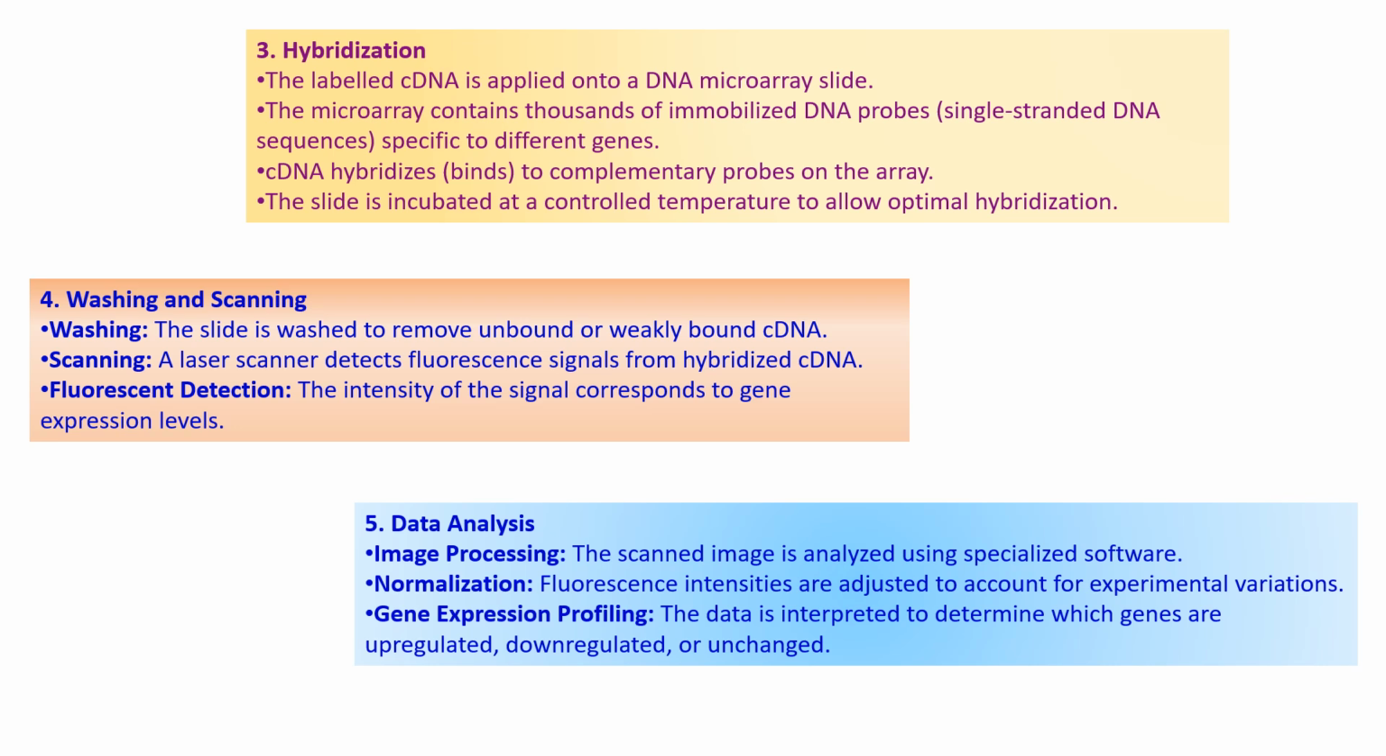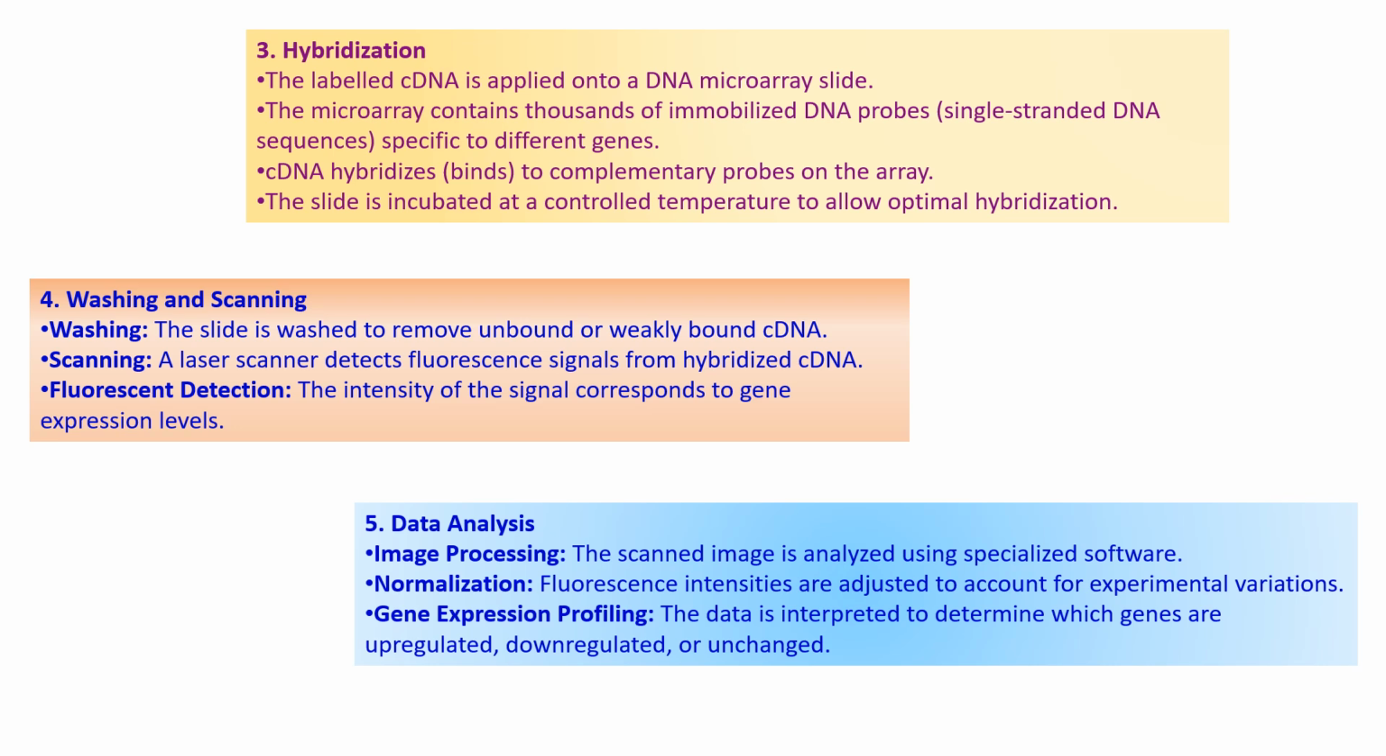Then comes washing and scanning, where the slides are washed to remove unbound or weakly bound cDNA, and a laser scanner detects fluorescent signals from hybridized cDNA. Fluorescent detection includes the intensity of the signal, which corresponds to gene expression levels.